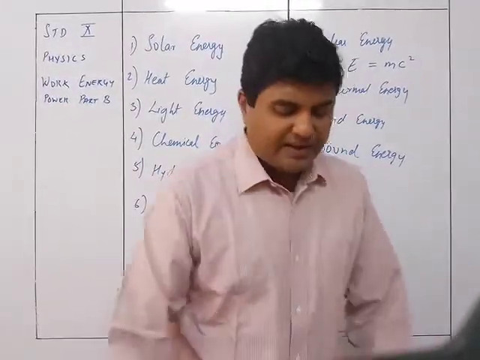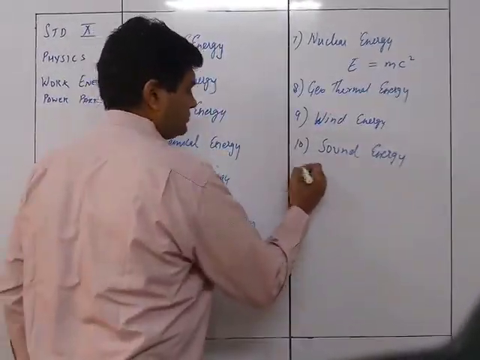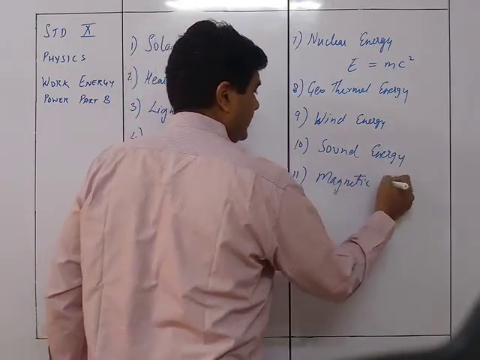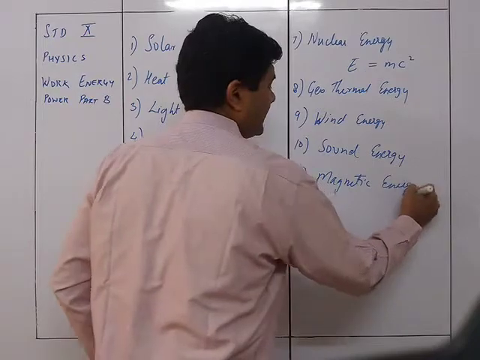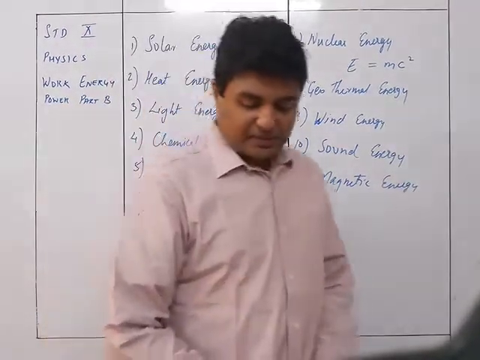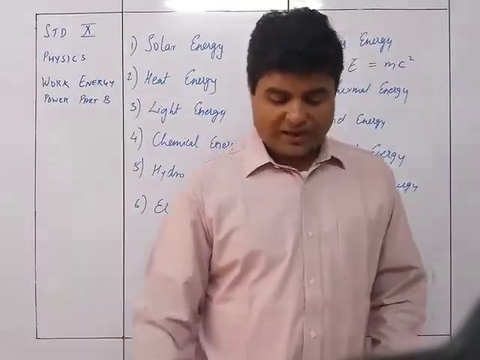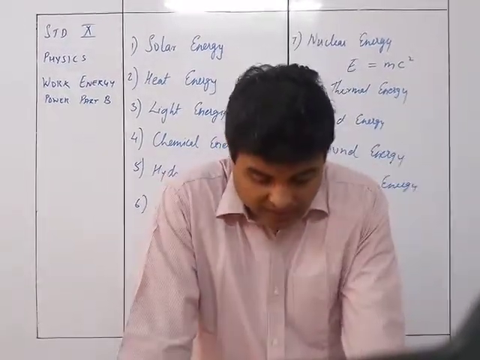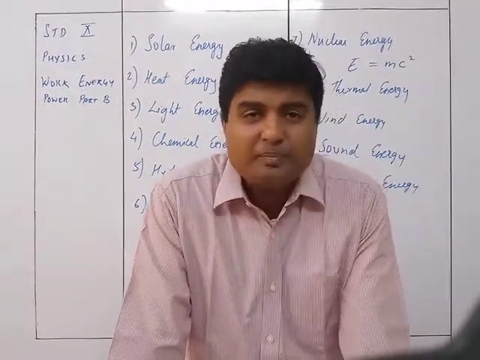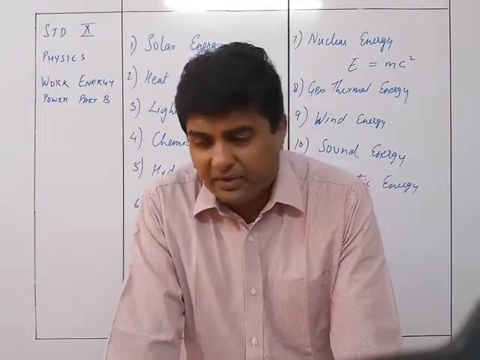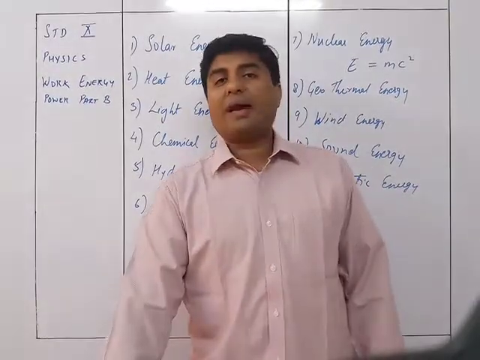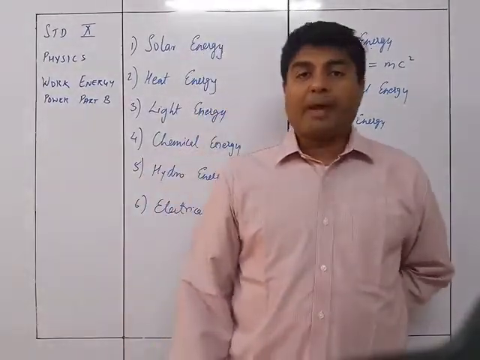The next is magnetic energy. Again, not too much use of magnetic energy. Magnetic energy is the energy possessed by a magnet due to its attraction to iron filings, and an electromagnet has magnetic energy. Electricity generated gives rise to an electromagnet, and the magnetic field that is formed is also magnetic energy.